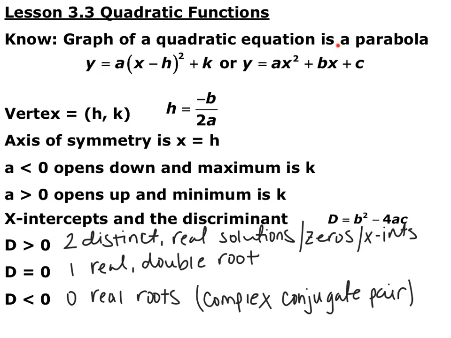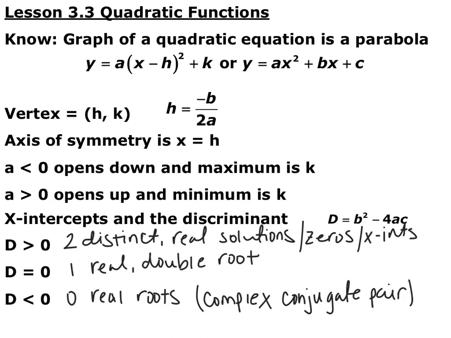In standard form, the way you can find the x-coordinate of your vertex is negative b over 2 times the leading coefficient a. Then to find k, you plug that in and solve for y. Every parabola has an axis of symmetry. If it's an up and down parabola, like we normally look at, which is all function parabolas, then the axis of symmetry is just x equals the x-coordinate of the vertex.